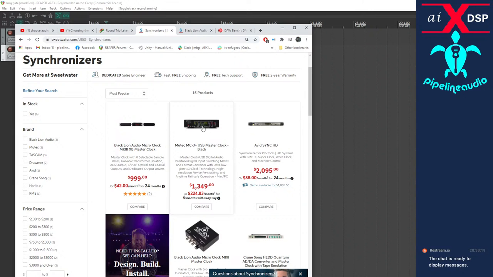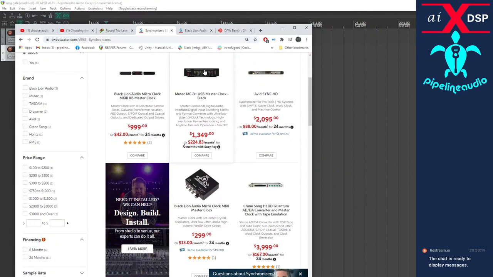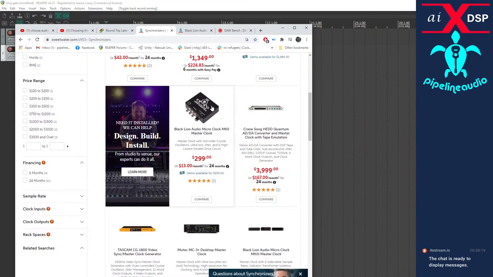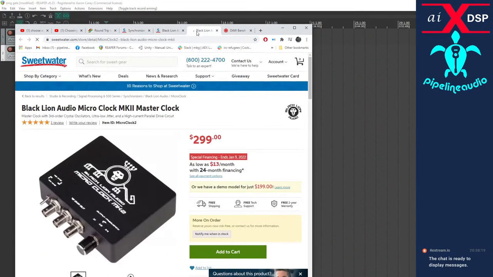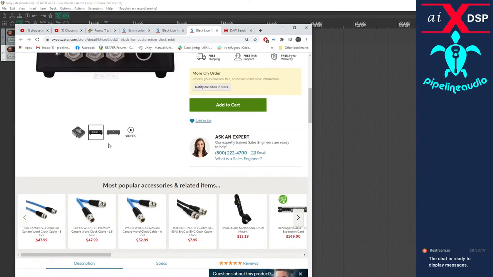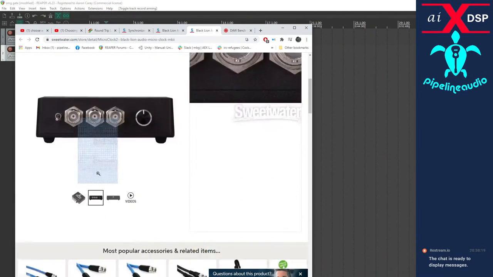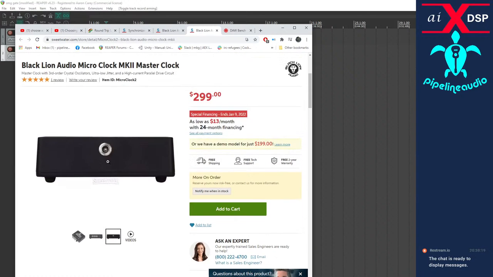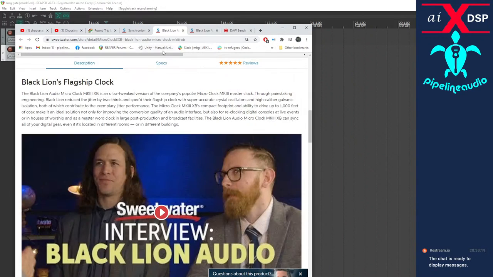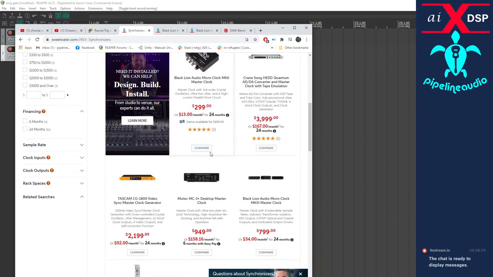Here's a Mutec, another one, USB master clock, $1,300. Avid Sync HD, $2,000. Let's see, the Black Lion Audio Micro. So there's a cheaper Black Lion. It's only $300. I think you get 3 outputs for $300. I mean, it's not as bad, but still, yeah. I mean, come on, it's just a clock.